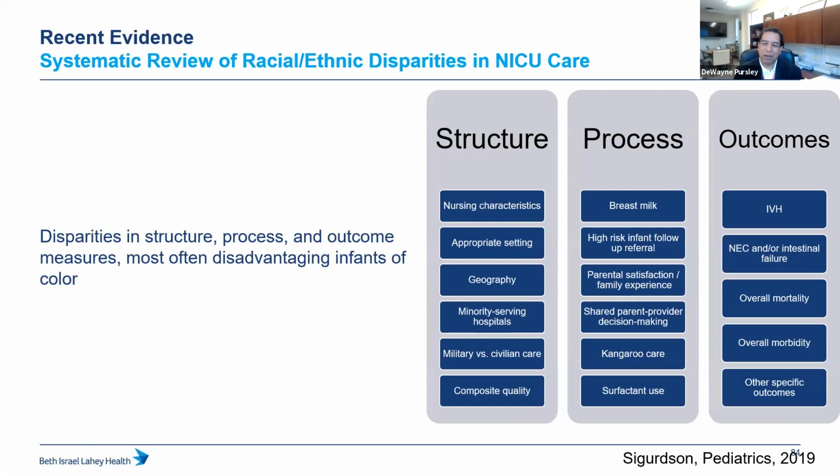Different disparities may require different strategies. If we standardize practices and consistently apply them, we should observe differences in the outcomes area. It's also true for many of the process measures. Parental satisfaction and family experience and shared parent-provider decision-making are important factors to address. Doing these well can help ensure uptake of other practices.